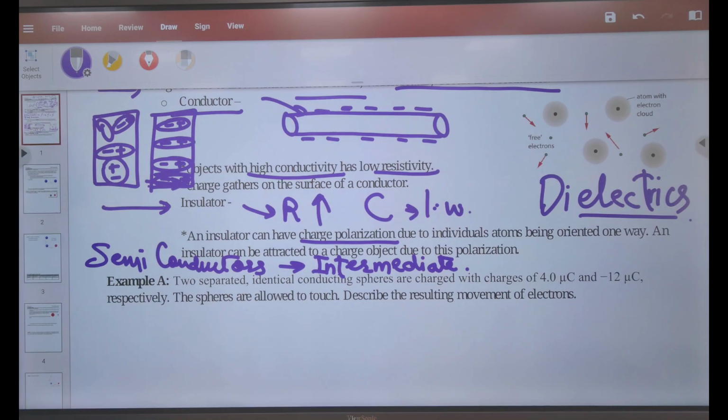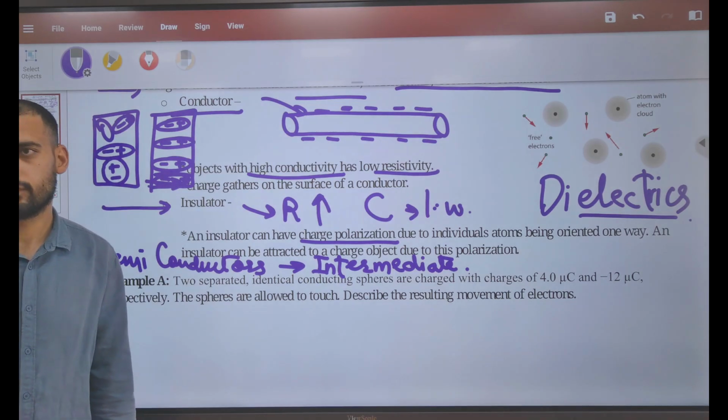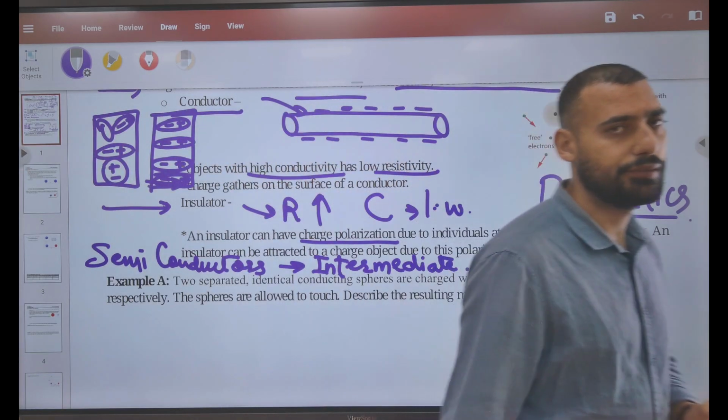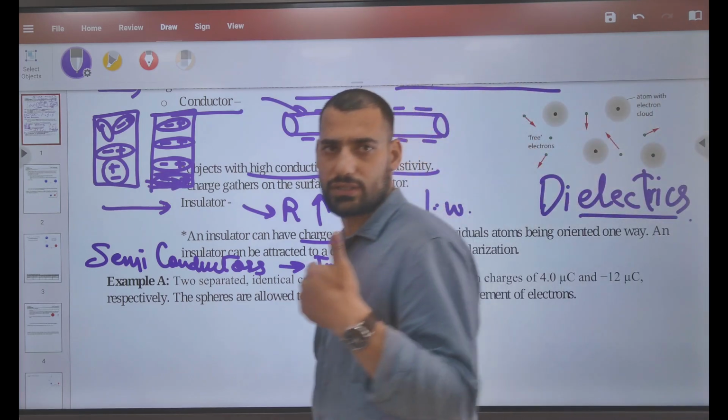So that is it. Fine. Any doubt in charge? Yes. So understood what is the charge?